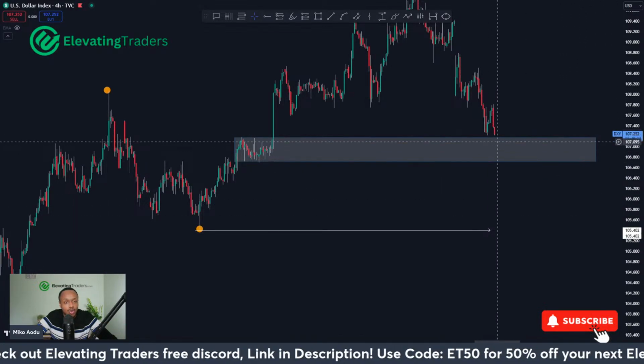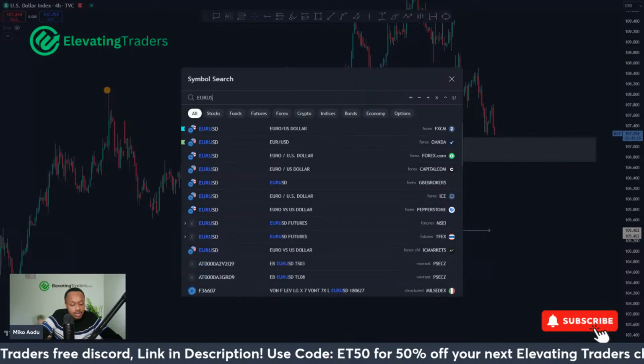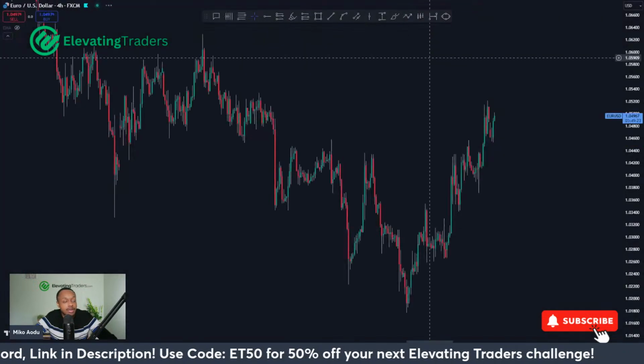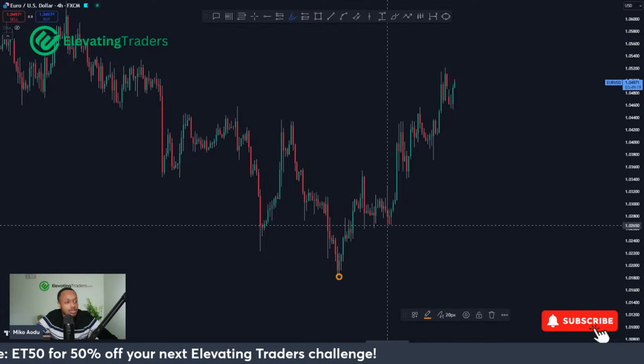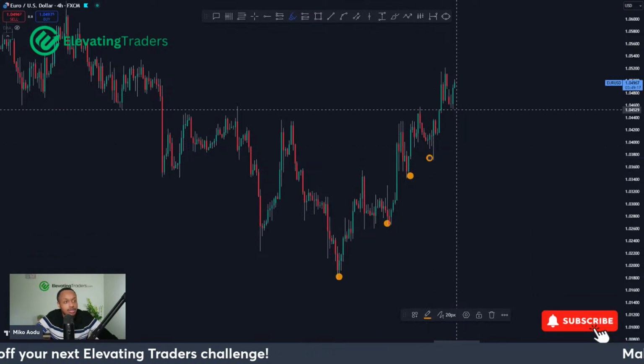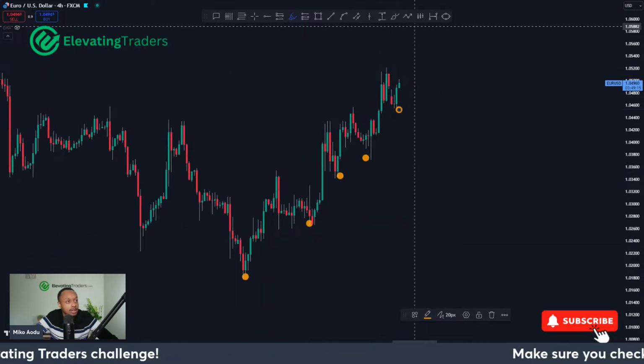But for now, this is what I'm looking for price to turn around. Euro USD, pretty much the same thing as well. Intraday, things are still looking pretty bullish. You can see numerous higher lows on the way to the upside here. Looks like we might have just done another one again this morning.